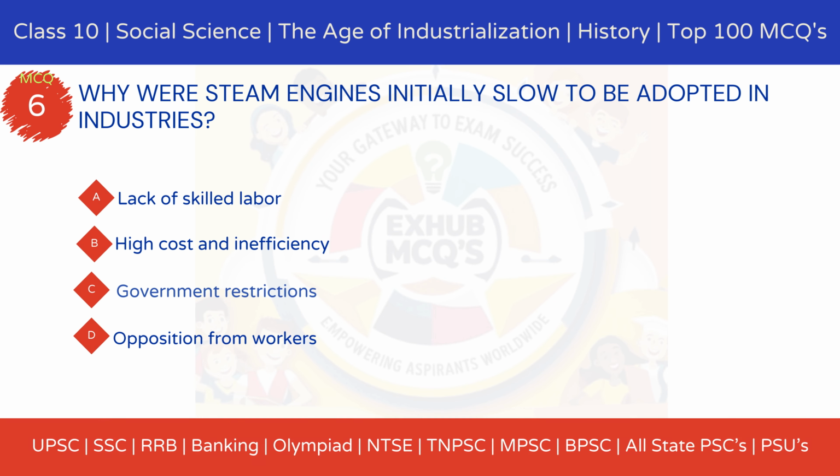MCQ 6. Why were steam engines initially slow to be adopted in industries? Option A, lack of skilled labor. Option B, high cost and inefficiency. Option C, government restrictions. Option D, opposition from workers.